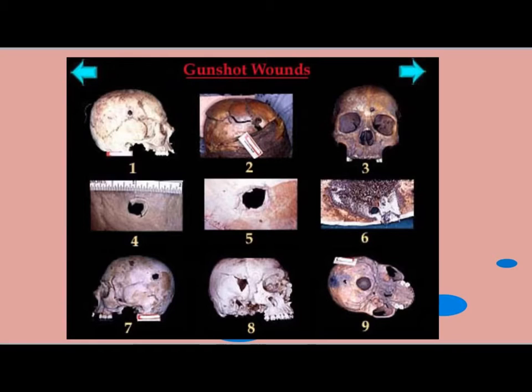On this slide, you can see the different types of gunshot wounds. Remember that the entrance wound is always much smaller than the exit wound, but just a few examples of different appearances of gunshot wounds on the skull.